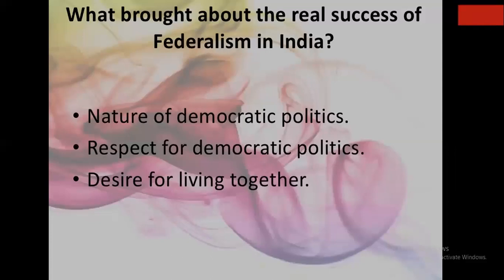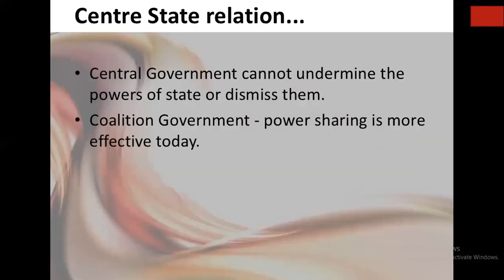Next is: what brought about the real success of federalism in India? The nature of democratic politics, respect for democratic politics, and the desire for living together. These are the things which have brought the real success of federalism in India. As we have seen here, the central government cannot show its power over, or undermine, the powers of the state, or dismiss them.